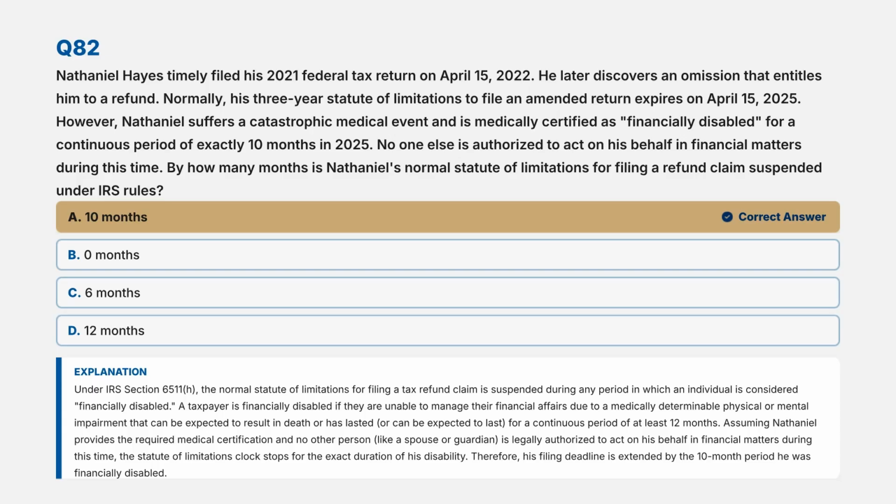During this time, the statute of limitations clock stops for the exact duration of his disability. Therefore, his filing deadline is extended by the 10-month period he was financially disabled. Great. Let's continue to question 83.